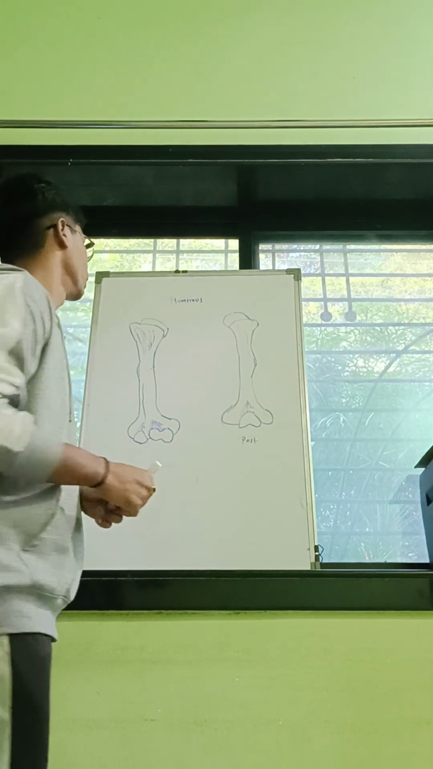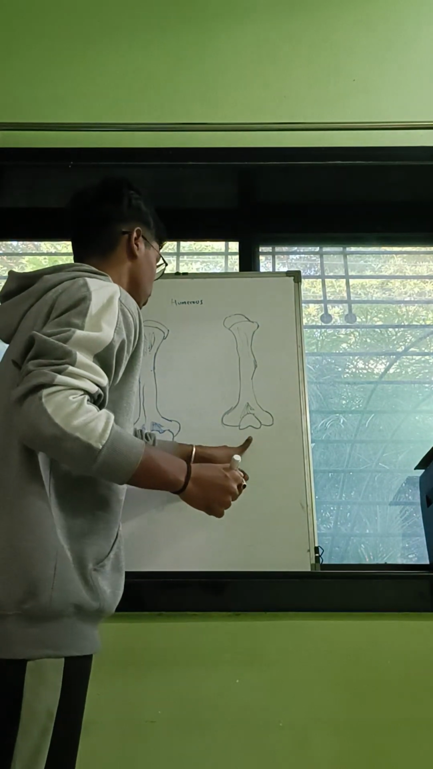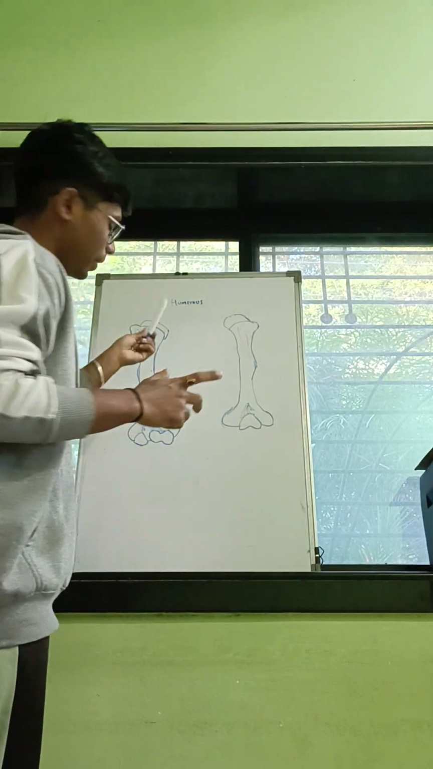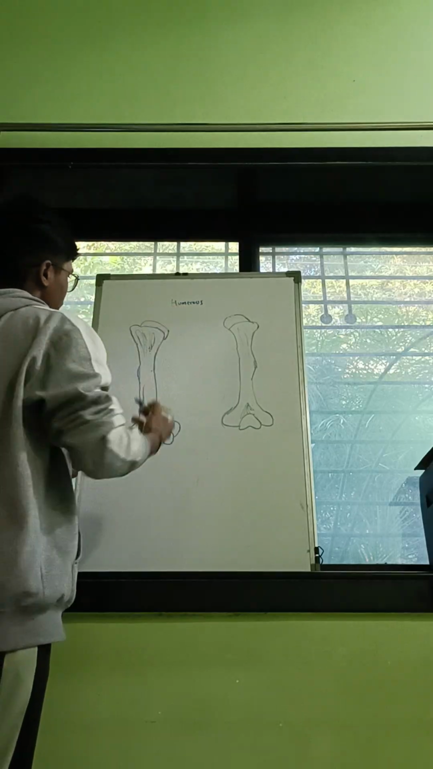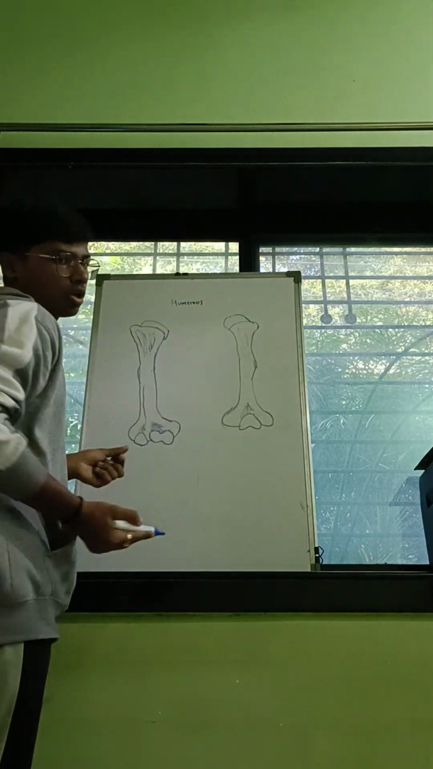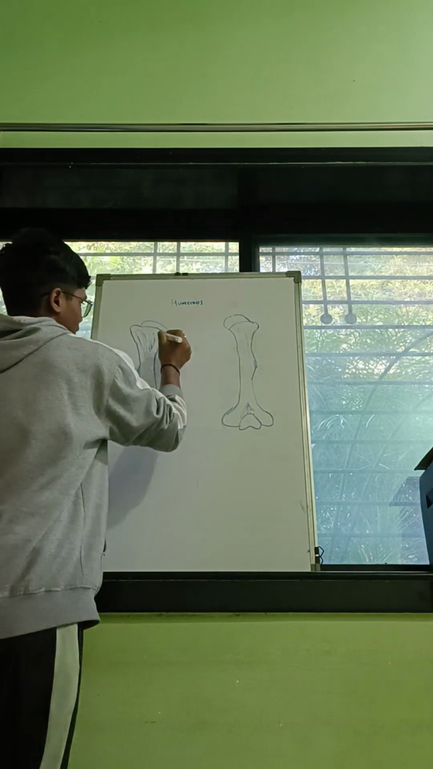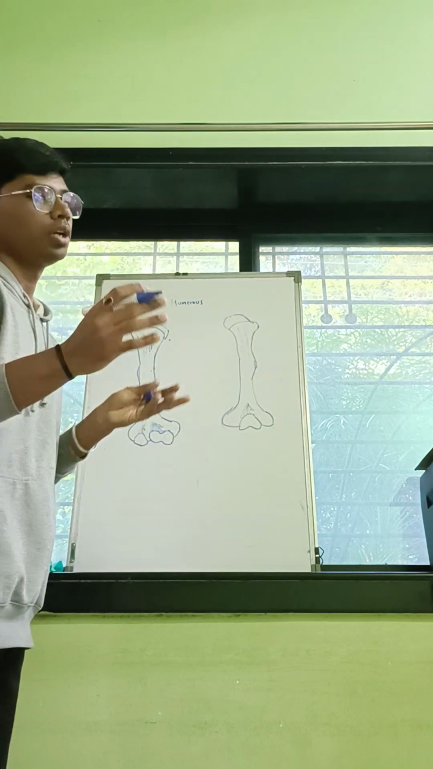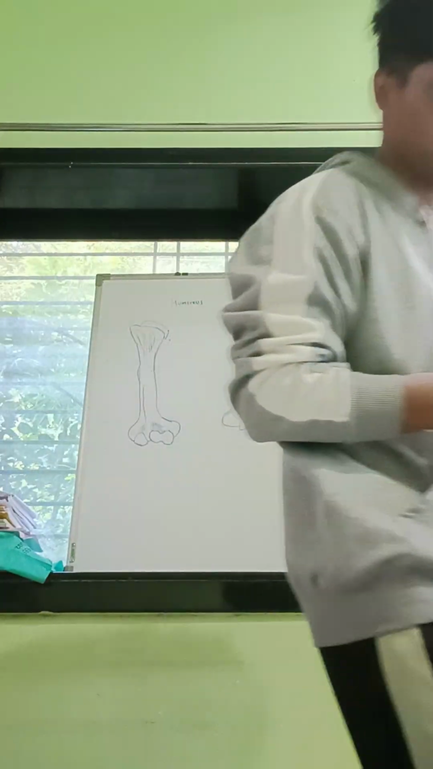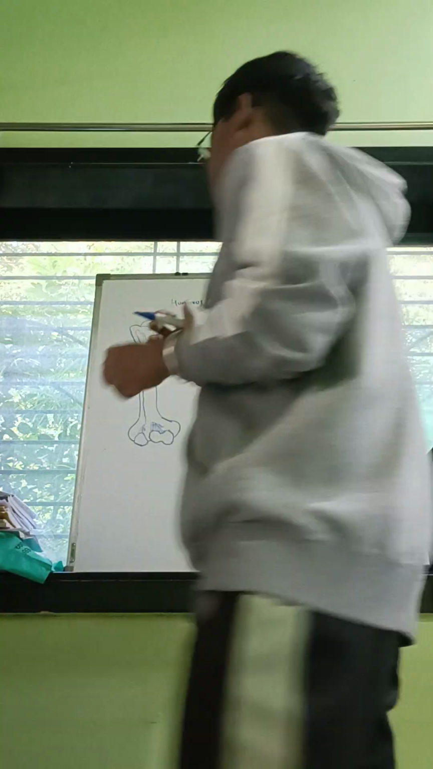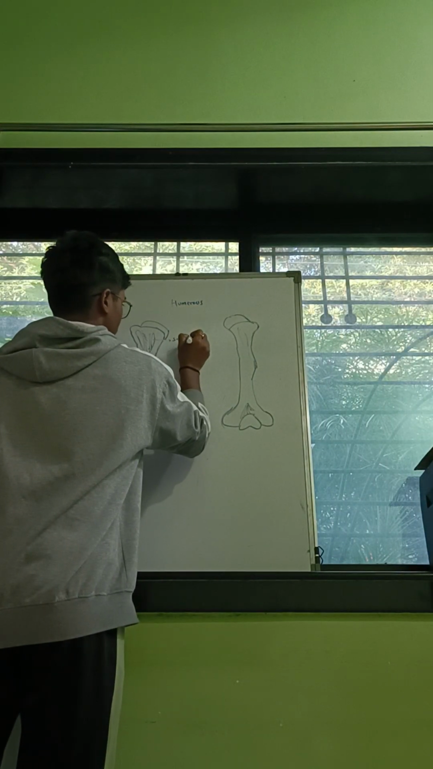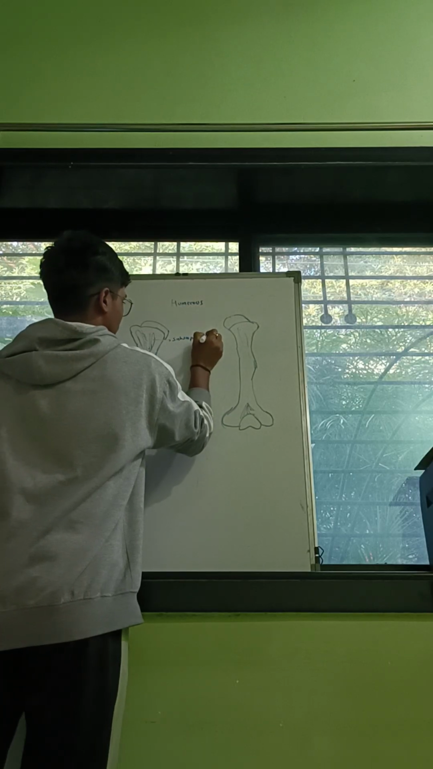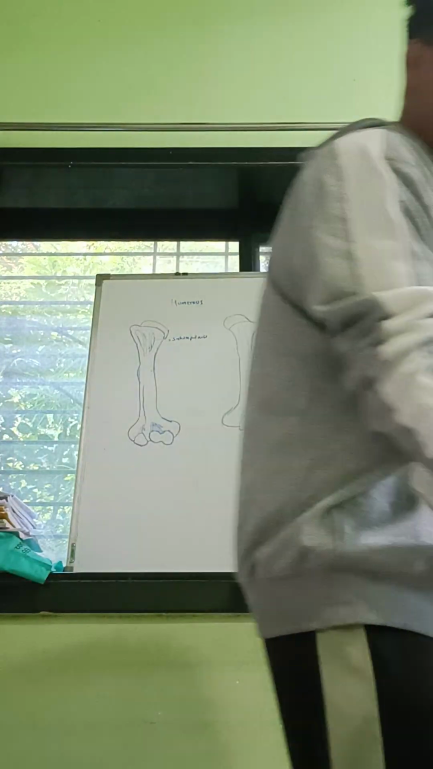Now talking about the attachments of the humerus. Starting from the upper end of the humerus, the upper end contains the lesser tubercle. The attachment of the lesser tubercle is subscapularis. Okay.